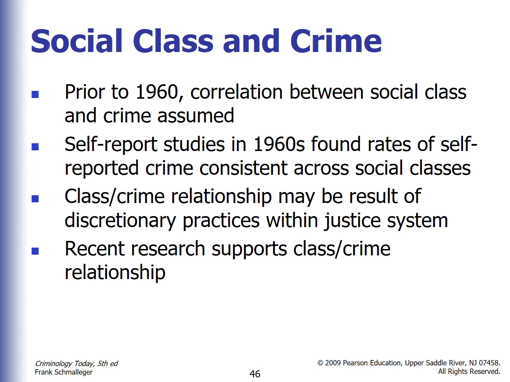Prior to 1960, we actually assumed that there was a correlation between someone's social class and crime, that people who were of lower class committed more crimes. In self-report studies in the 60s, self-reported crime was consistent across all social classes. The class-crime relationship may be the result of discretionary practices. So here we go again. When we see that people who get arrested are in lower classes more than higher classes, is it because police are more likely to let go somebody who's of a higher class than somebody of a lower class?